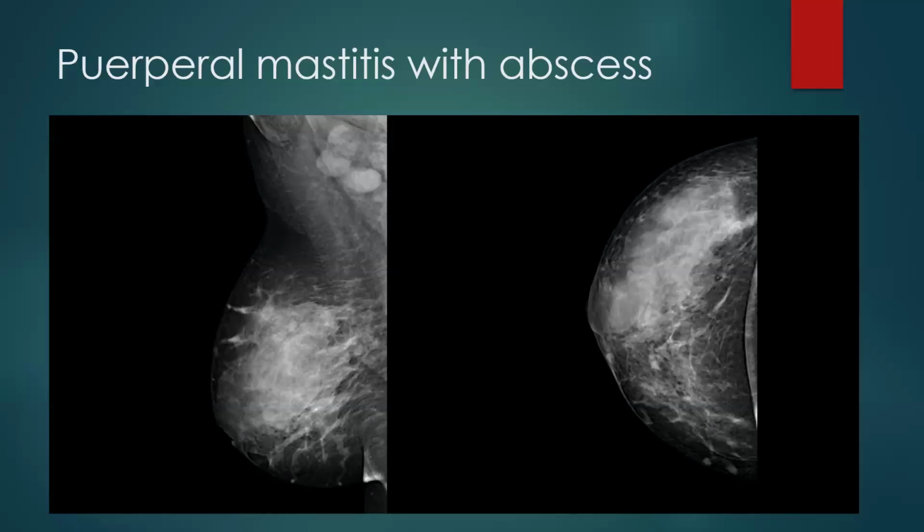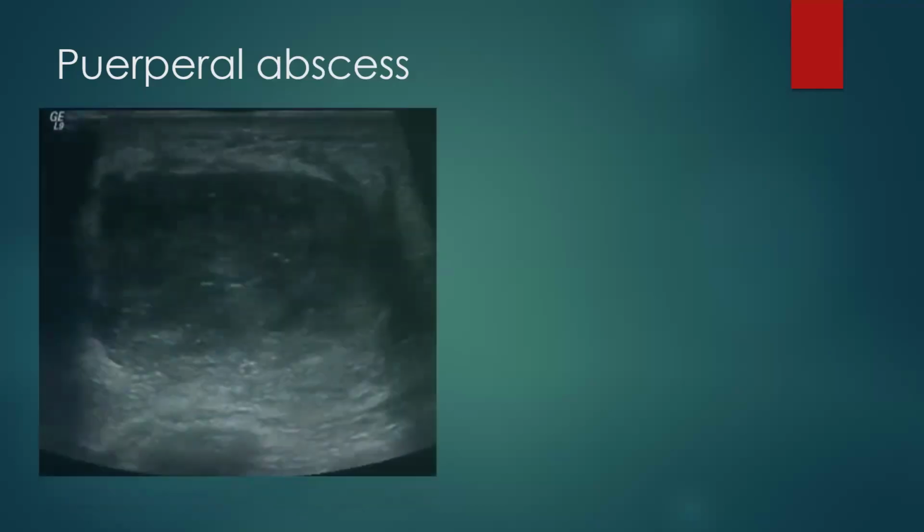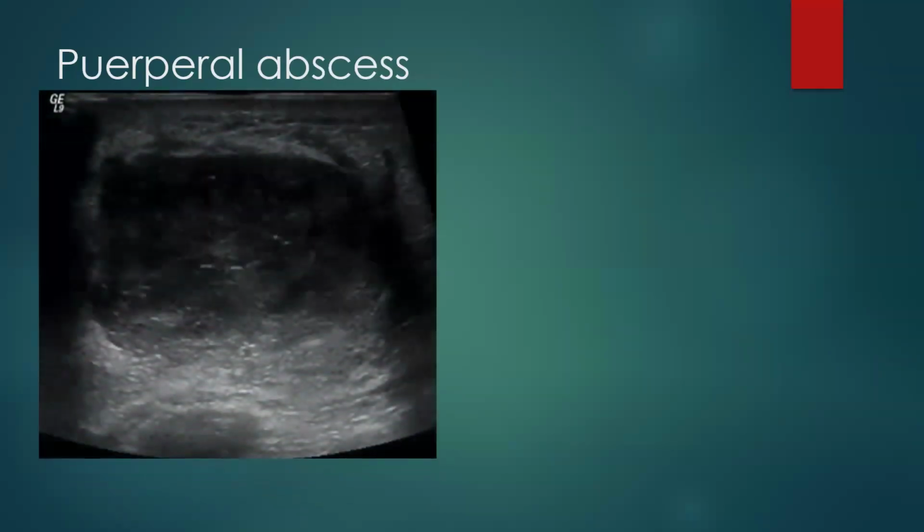There are also several axillary lymph nodes seen, and the ultrasound of the same patient shows a hypoechoic collection with no vascularity within the abscess and shows posterior acoustic enhancement.